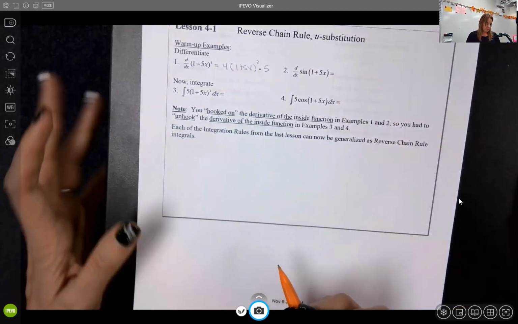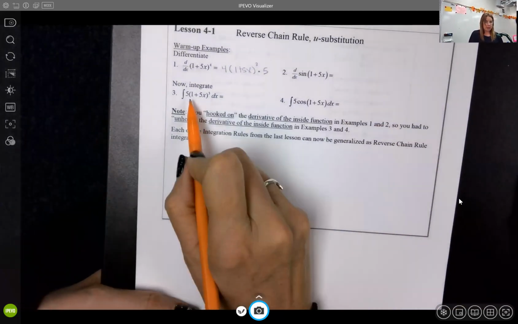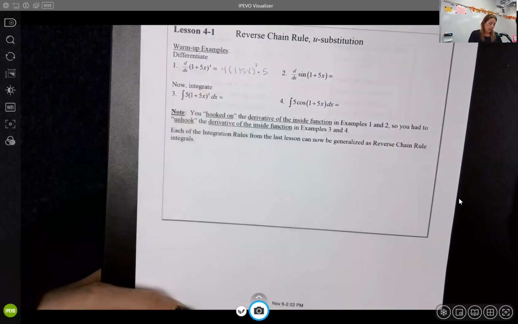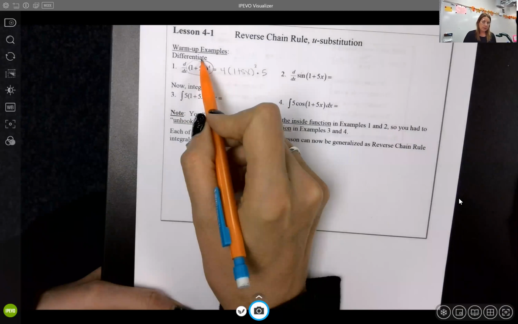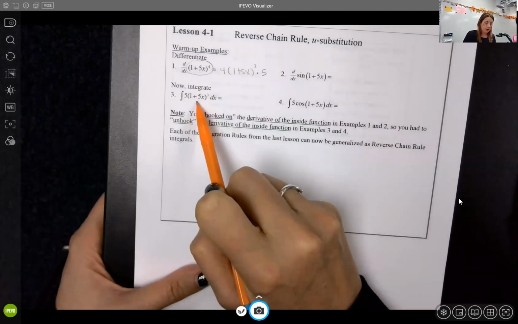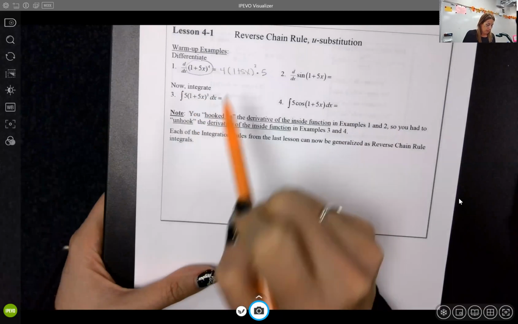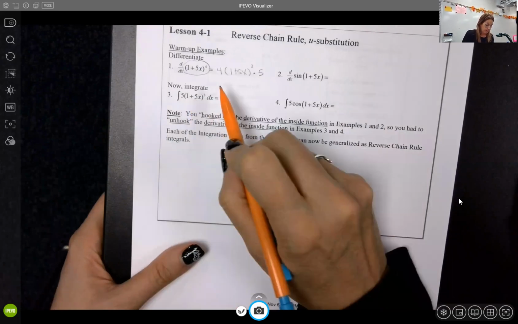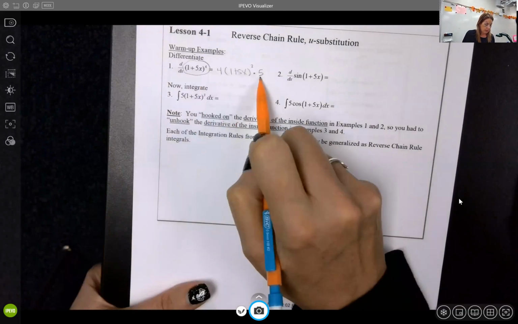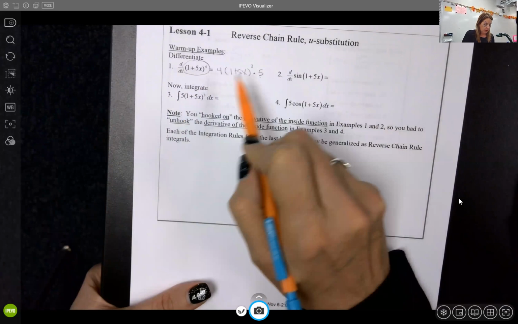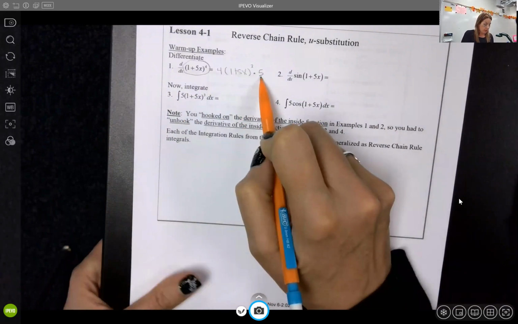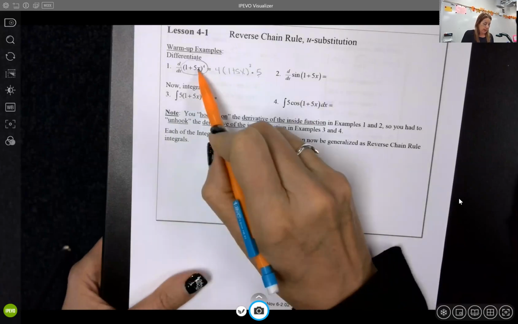Okay, so when I go backwards here on number 3, it's having you integrate that. So we know that this is going to be the answer. So I have to figure out, how am I getting this answer from this? If I look at this, I notice that the 5 that's here is part of the baby. So the baby, the derivative of 5x is 5.